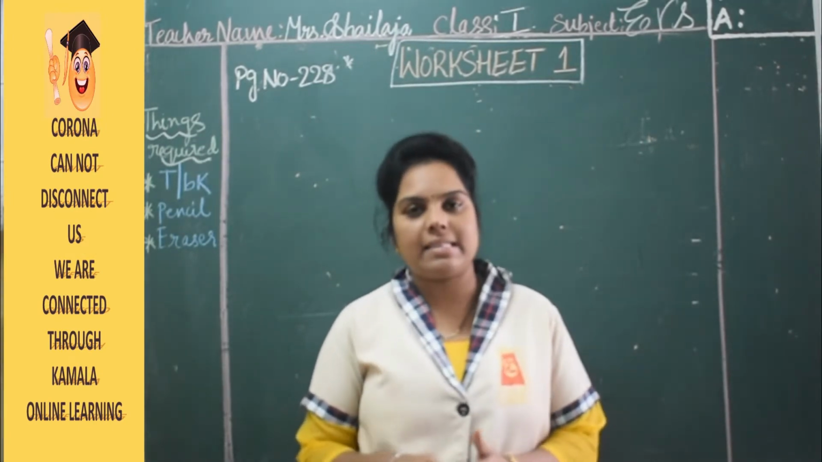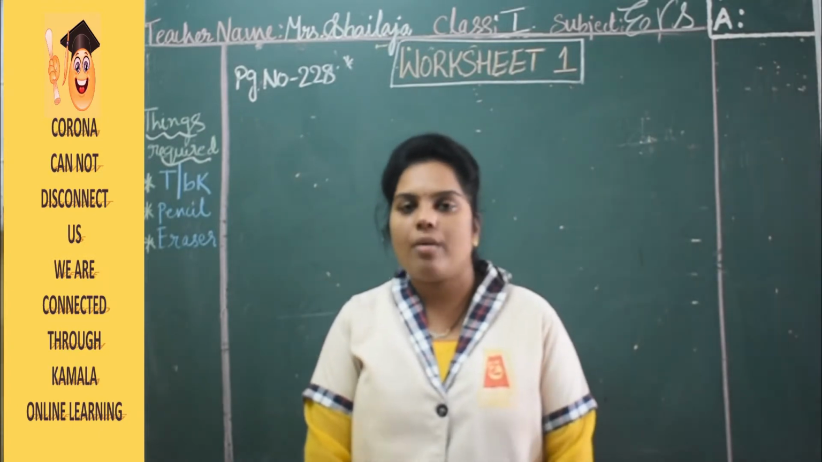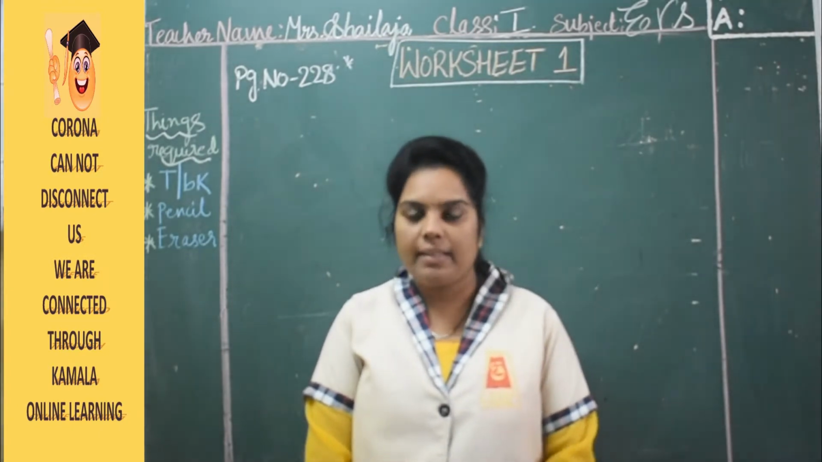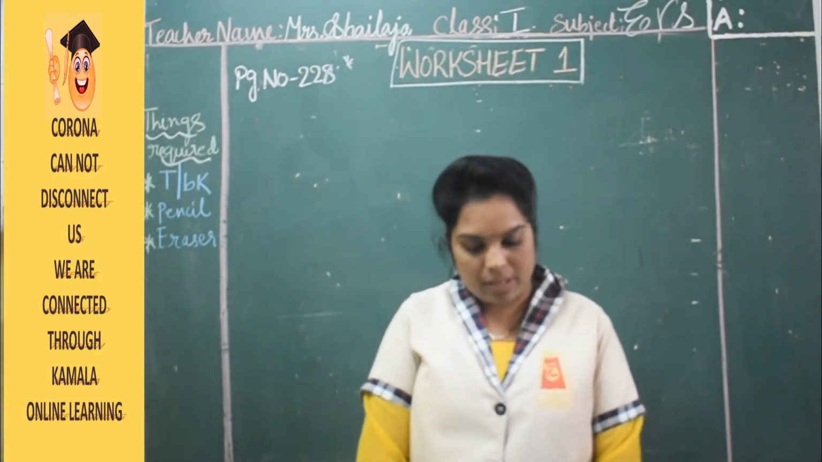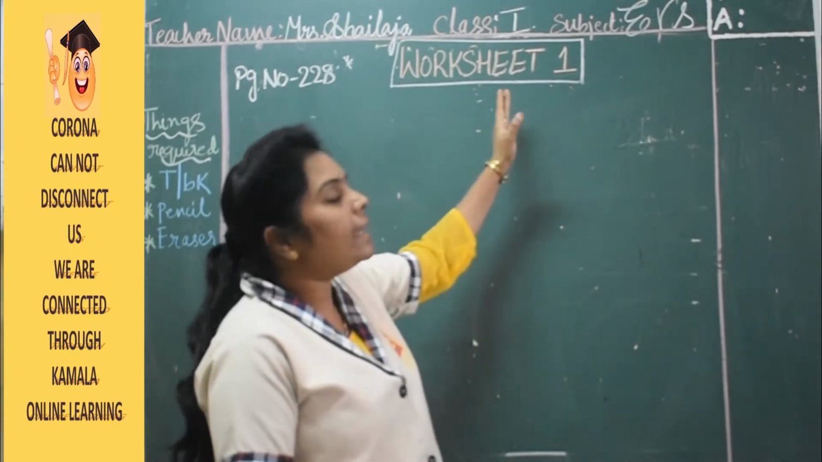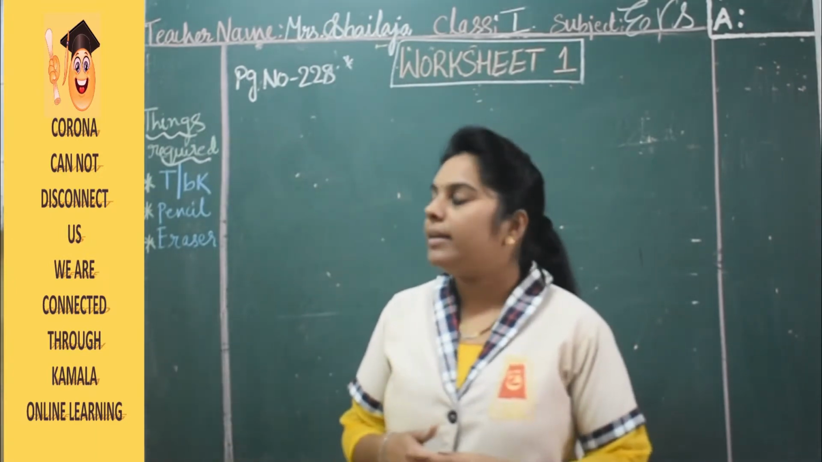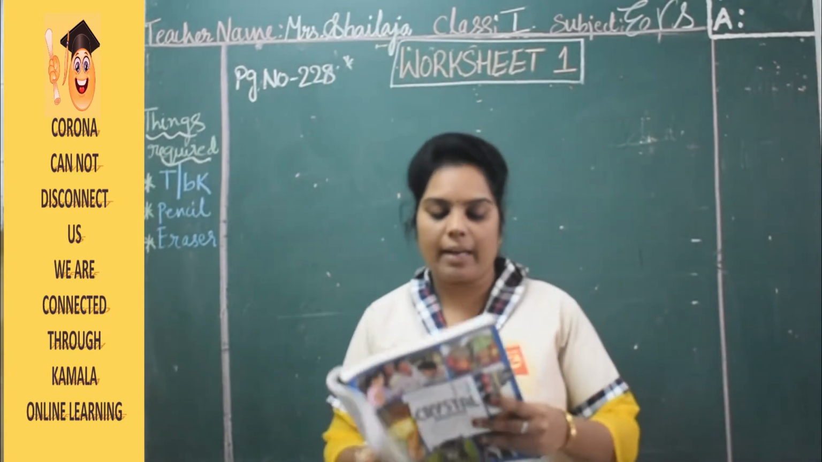I am your teacher. In the last class, we covered lesson number 5, My School. Yes, so we have finished My School. Now, in today's class, we are going to do worksheet 1. See here, children, worksheet 1. It is in the term book only, okay? Page number 228. Just open 228, children.